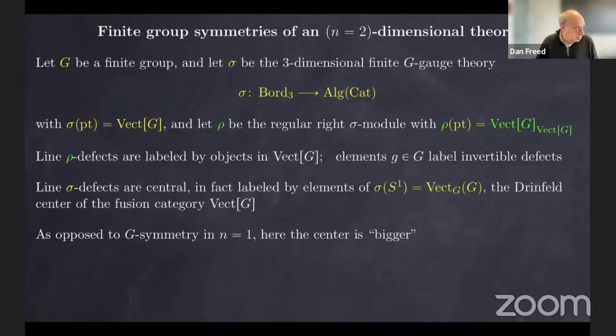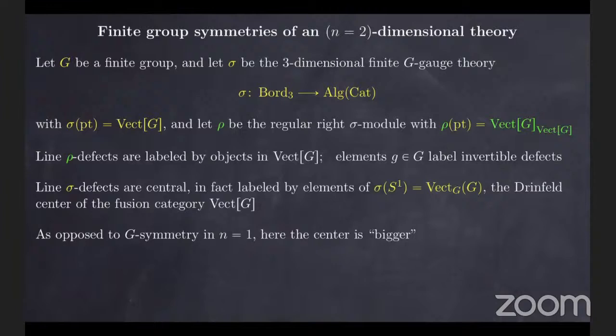Well, I don't know what to say to help with that. I mean, if you think of an ordinary group symmetry, typically what's said is that you have a codimension one manifold labeled by a group element. And these are the ones labeled by a central group element. So they have additional commutation with other defects. That's one thing to say. But you also think that there's more defects because the center is bigger in this case.